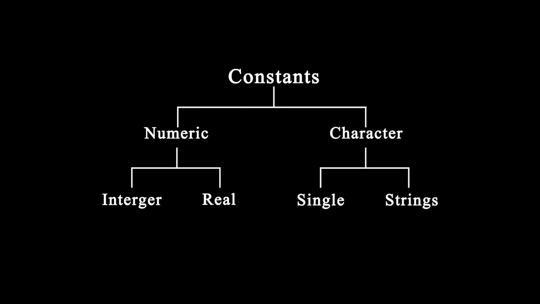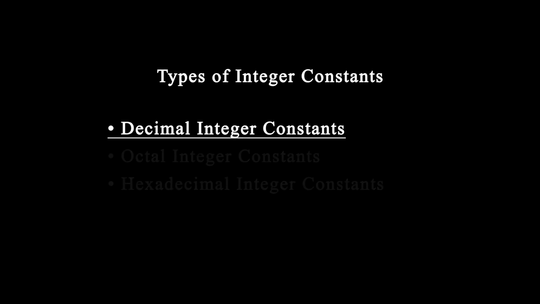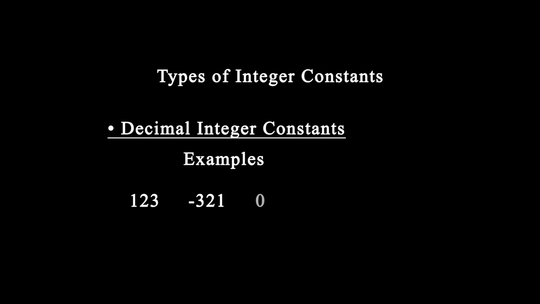So let us talk about our first constant, which is the integer constant. The integer constant refers to a sequence of digits. Now there are three types of integers, namely decimal integer, octal integer and hexadecimal integer. The decimal integer consists of digits from 0 to 9 preceded by an optional minus or plus sign. Let us see examples for decimal integer constants, which are, let's say, 123, -321, 0, 654321 and +78. These are all decimal integer constant examples.